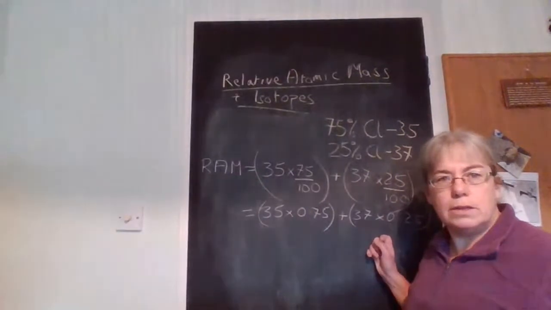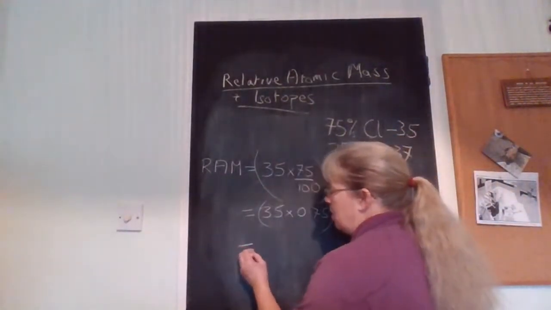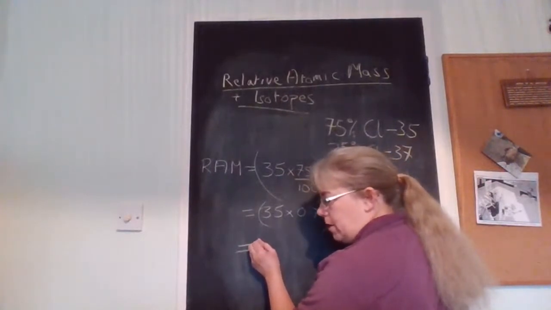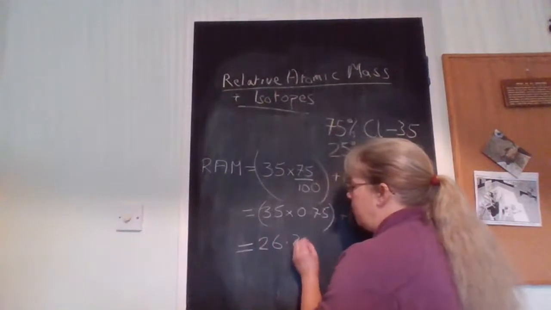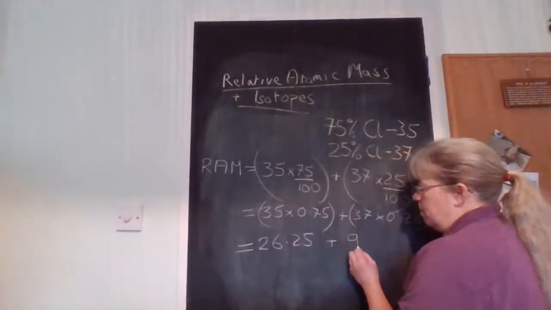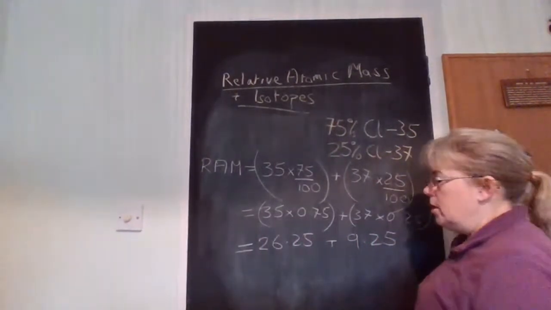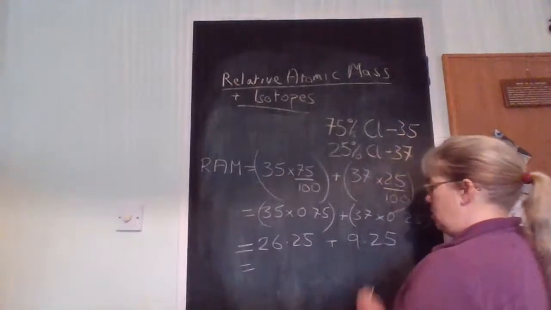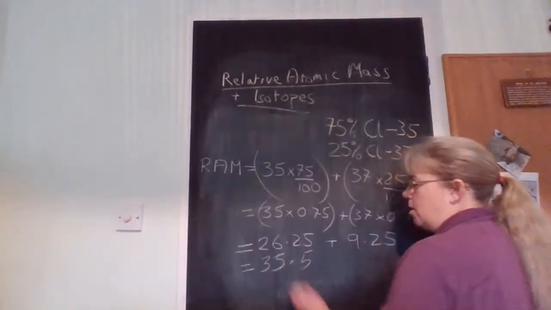of that. Okay, and that comes out at, I've got it written down here because I can't remember the numbers and I'm not doing that maths in my head. That comes out at 26.25 plus 9.25, and lo and behold, you add those together and the total comes out at 35.5.